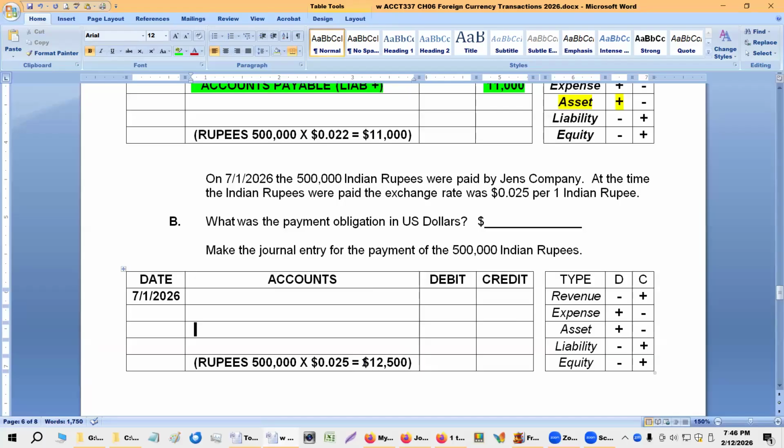So is our cash going to go up or down? Down. So our cash is going down. I'm going to move it down one here. Cash, it's an asset and it's going down by 12,500. So we buy these rupees.